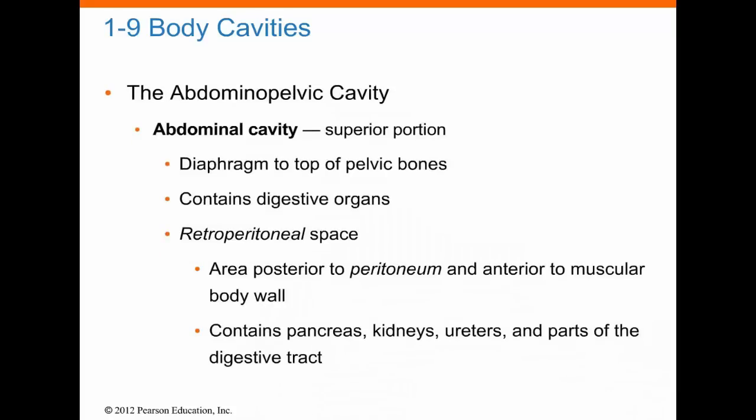The abdominal cavity is the superior portion, from the diaphragm to the top of the pelvic bones, and it contains all of the digestive organs. Then you have the retroperitoneal space, retro meaning behind the peritoneal space, the area posterior to the peritoneum and anterior to the muscular wall. So it's the area behind the peritoneum in front of the muscular wall on the posterior side, or the back side, of the human. And here we have the pancreas, the kidneys, the ureters and parts of the digestive system.